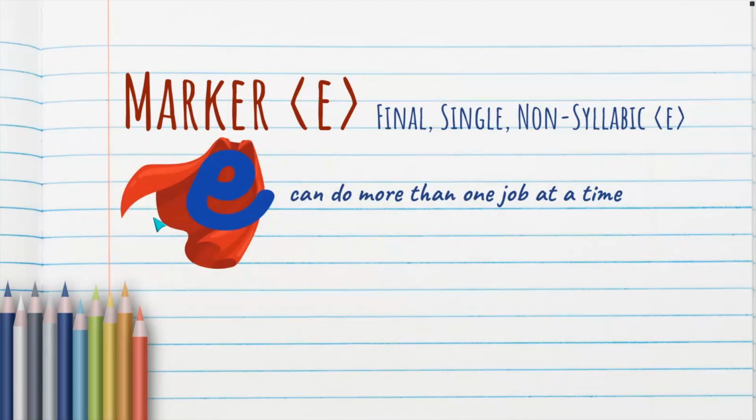E can do more than one job at a time. See, it's wearing its superhero cape. So in the word bathe, it is making the A long and voicing the TH. In the word face, it's making the A long and it's softening the C. In the word brave, it's making the A long and it's preventing the word from ending in a V.